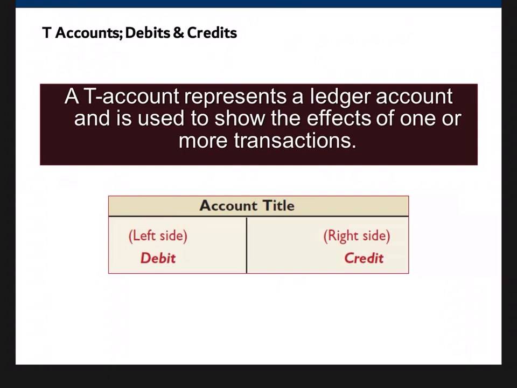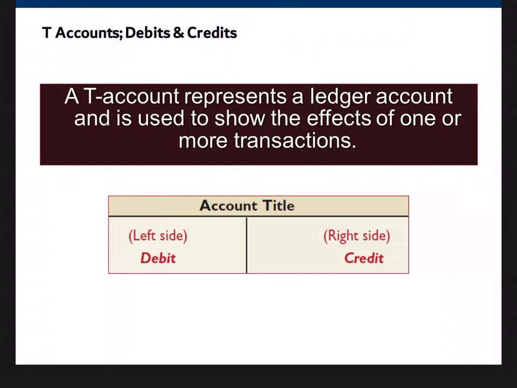But a T account represents a ledger account and is used to show the effects of one or more transactions on a given account. We call it a T account because it is in the shape and form of the letter T. You have the account title that goes across the top of the T account. You can see that on the screen before you. And then on the bottom side of the T account, beneath the title, you have two columns. You have a left-hand column and a right-hand column. The left-hand column is what we refer to in accounting as the debit side. The right-hand side is what we refer to as a credit side.